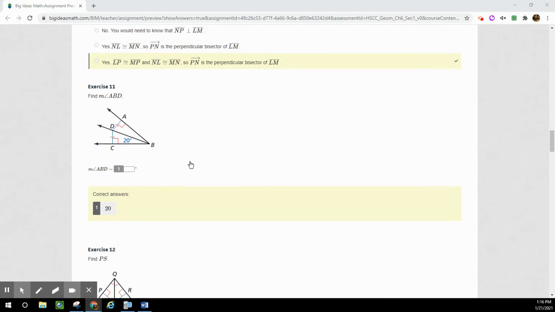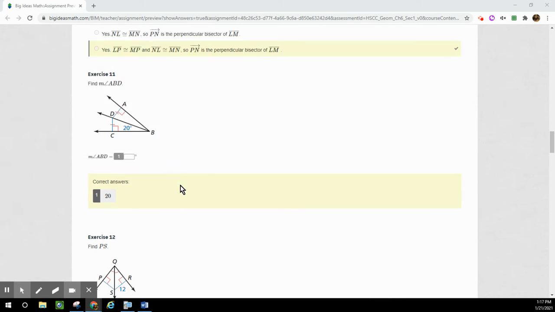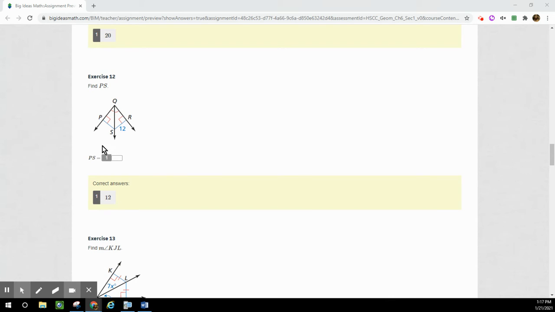Moving along to a question about an angle bisector. If we see the distance from each of those rays is equal, we know that this must be an angle bisector, so 20 and 20. Here we have another angle bisector problem, and so PS must equal SR. They're both 12.